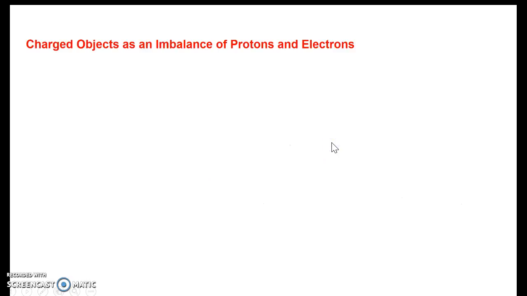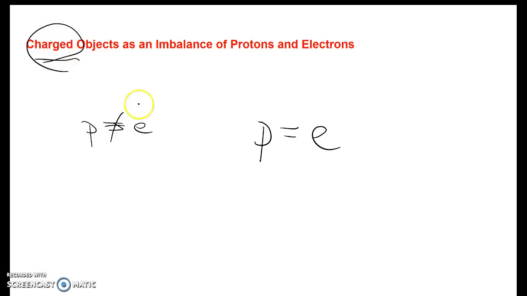Okay, so now when we talk about a charged object and how it's a combination of positive and negative, anything that's charged means that protons and electrons are not equal. Anything that's not charged is where they are equal. And if we keep that in mind, we can always determine if something's charged or not just by knowing about protons and electrons and their numbers.